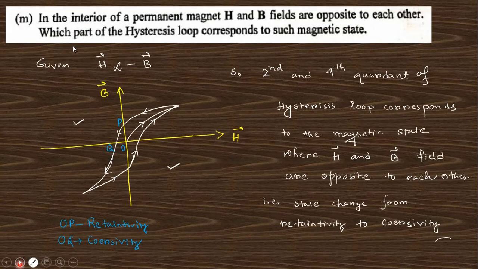Next, in the interior of a paramagnet, if the H and B fields are opposite to each other, which part of the curve is it? You can see here B and H are proportional, but in that region B and H are opposite. The state changes during this, that is the retentivity. This is retentivity and this is coercivity. So in this region, between retentivity and coercivity, B and H are in opposite directions.